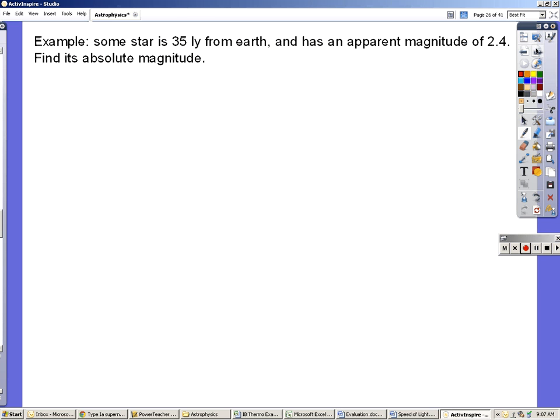And now we're going to do an example. You've got some star. We know that it's 35 light years from Earth. Don't ask me yet how we know that. We'll find that out later. And it has an apparent magnitude of 2.4, so middling brightness. We want to find its absolute magnitude. So we're going to use the equation absolute magnitude equals the apparent magnitude minus 5 times the log of d over 10. But remember, d needs to be in parsecs, so we have to convert from light years by dividing by 3.26.